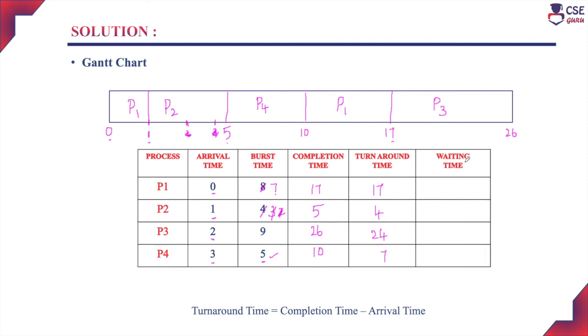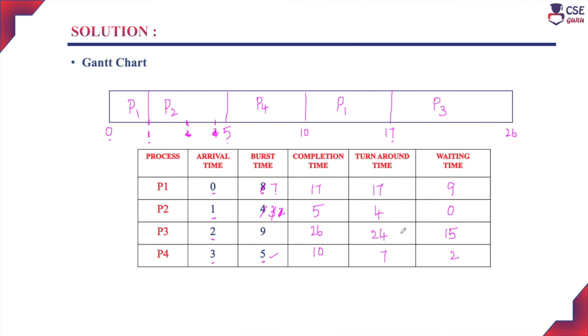Next, we need to calculate the waiting time. Waiting time is nothing but turnaround time minus burst time. So turnaround time for process P1 is 17 and the burst time is 8. So it is 9. Next, for process P2, turnaround time is 4 and the burst time is 4, so 0. For process P3, 24 minus 9, it is 15. And for process P4, it is 7 minus 5, 2 milliseconds.